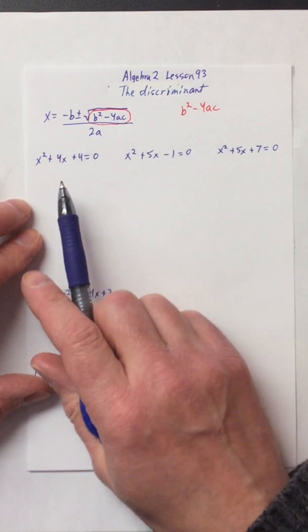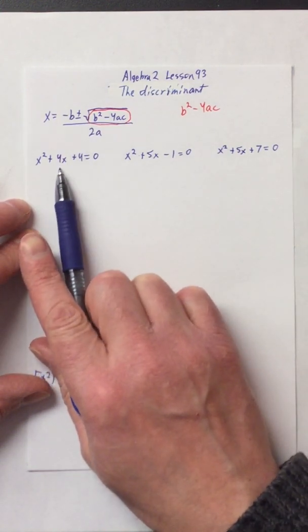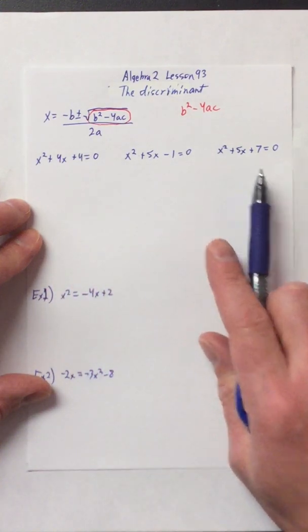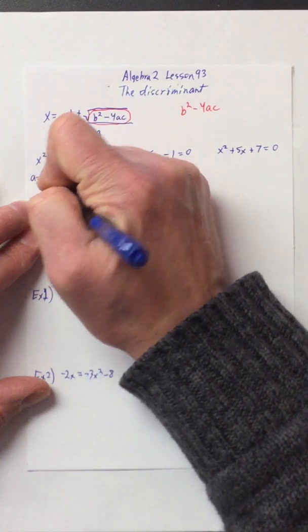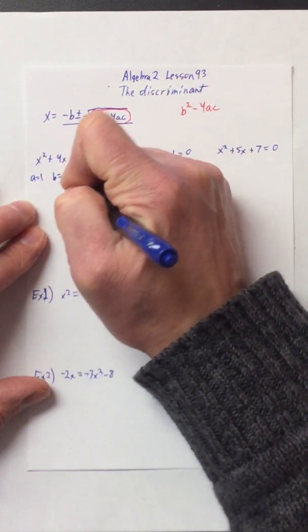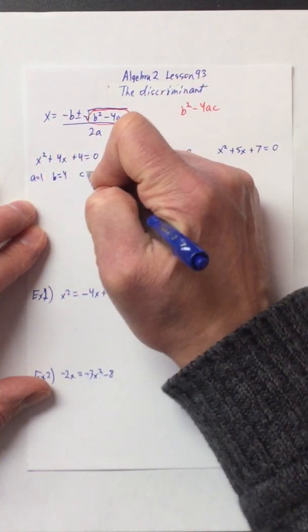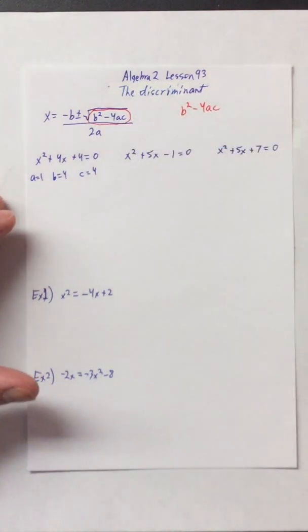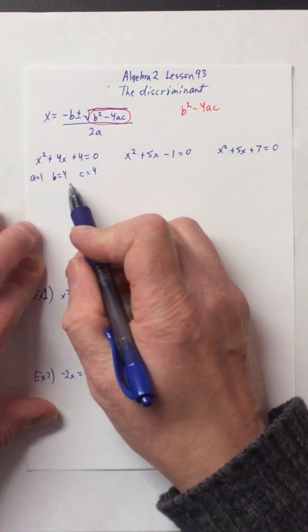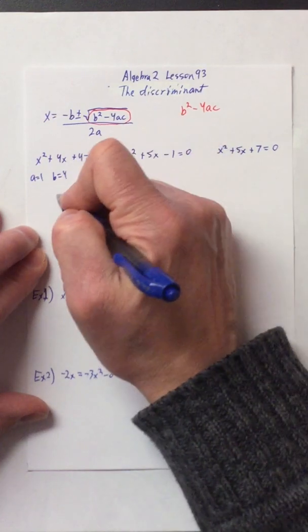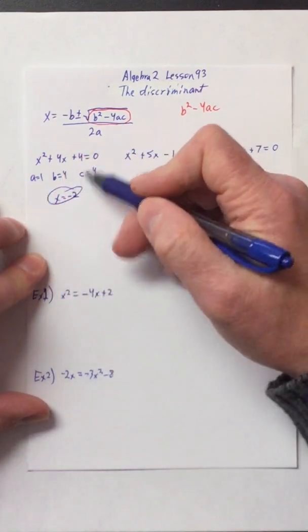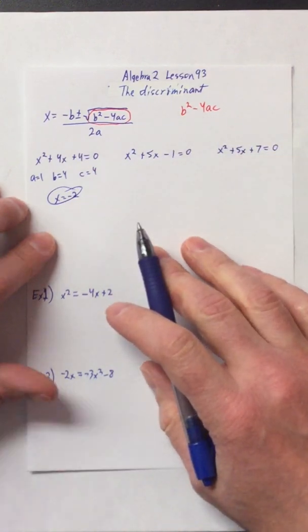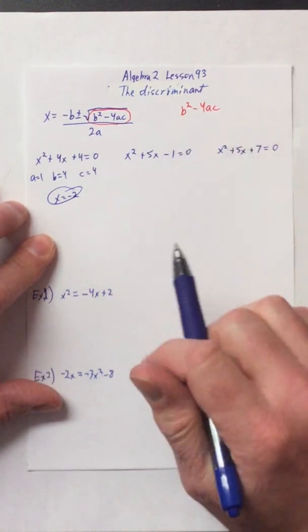They start out the lesson with three equations, an A, B, and a C equation. In the A equation, we see that our A value would be 1, our B value is going to be 4 here, and our C value is going to be also 4. The answer to this problem as they solve it is x is equal to -2 if we were to solve this one through. Now, what they're showing you is we're going to use the discriminant.